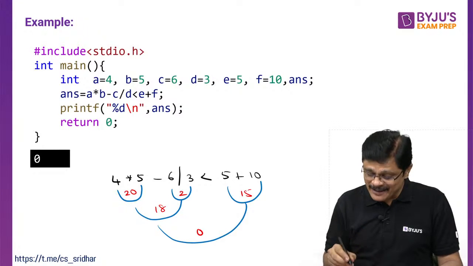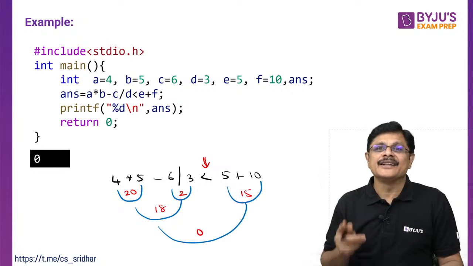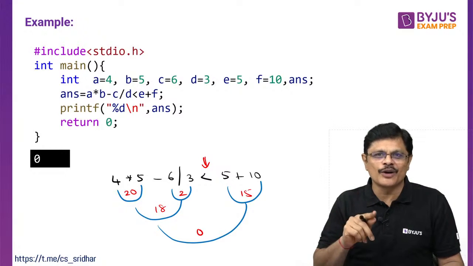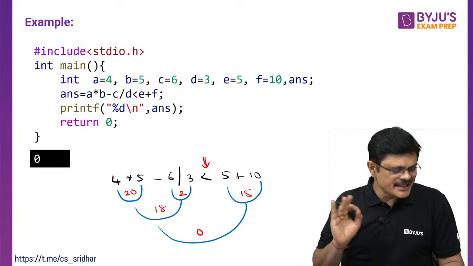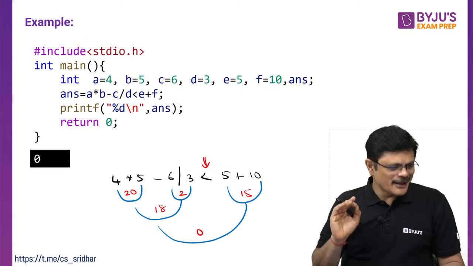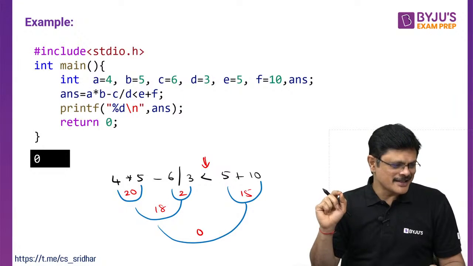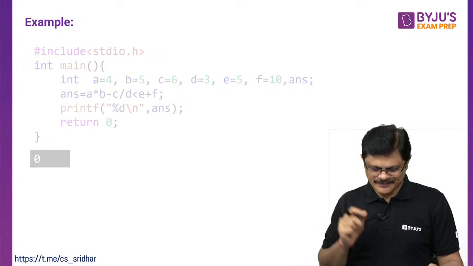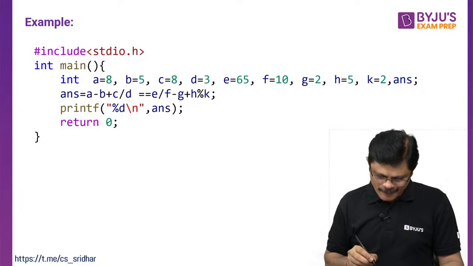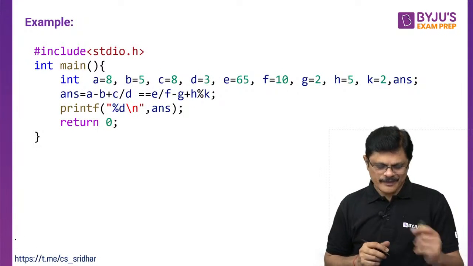Ultimately the final operator is less than. The less than will return either 1 or 0 only. It will not return any other integer value. Okay, very good, Ashpit. 0 is the answer. Try one more.